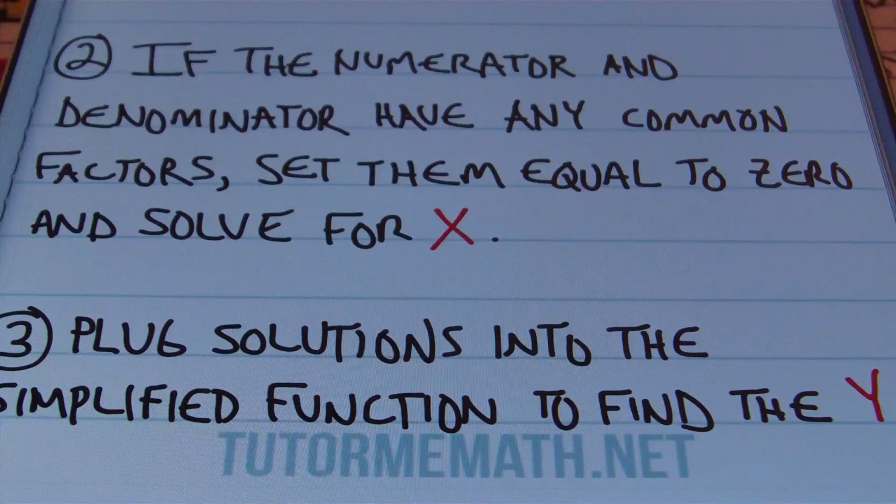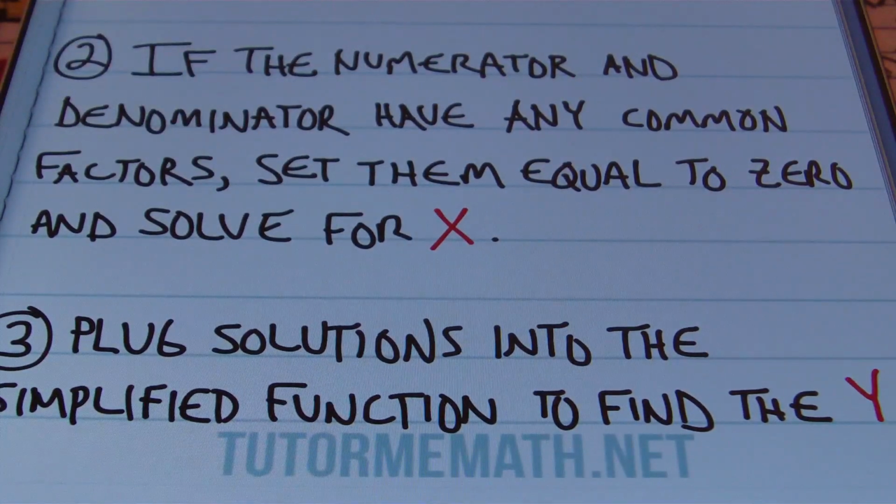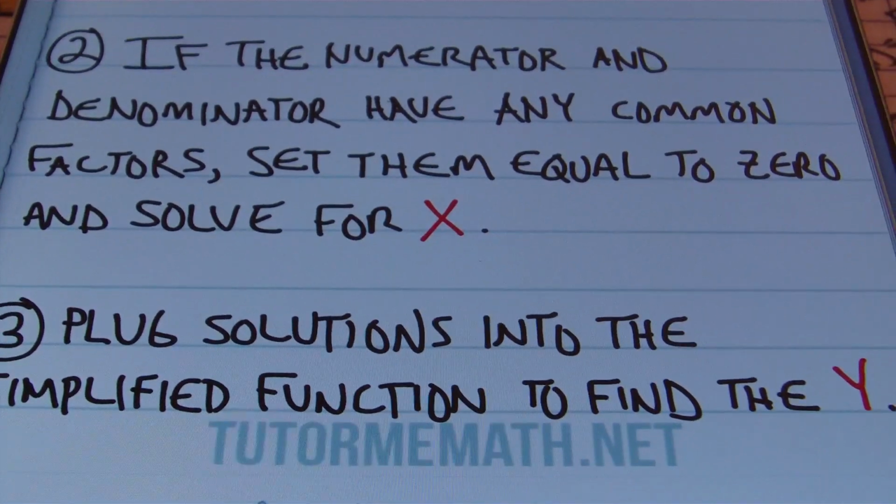Then your third step, because each one of these holes, ladies and gentlemen, is going to be a point. It's going to be a hidden point, especially if you're using a calculator. You won't even see these hidden points on most calculators. So it's up to you to find out where this elusive hole is hiding. To find the y value of that point, you plug your solutions for x into the simplified function. That is the y value of the hole. It's going to be a point; you need the x and the y value.